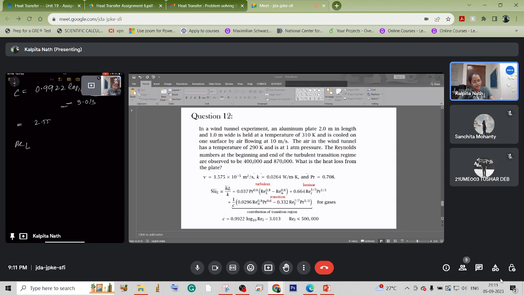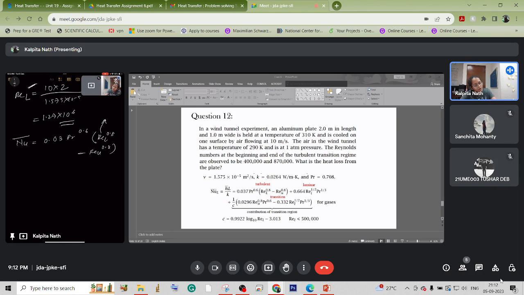And RE capital L, that is the transition Reynolds number, will be in the turbulent regime. So this is 10 to the power 2 over 1.575 into 10 to the power minus 5. This is 1.27 into 10 to the power 6. Right? Now the Nusselt number. Average Nusselt number is given as 0.037, Prandtl number to the power 0.6, Reynolds number to the power 0.8 minus Reynolds number upper limit to the power 0.8. This will come out to be 1.27 into 10 to the power 6. This is for the turbulent zone, right? So for the turbulent zone, the lower value will be 1.27 into 10 to the power 6 and the upper value will be 8.7 into 10 to the power 5, right?